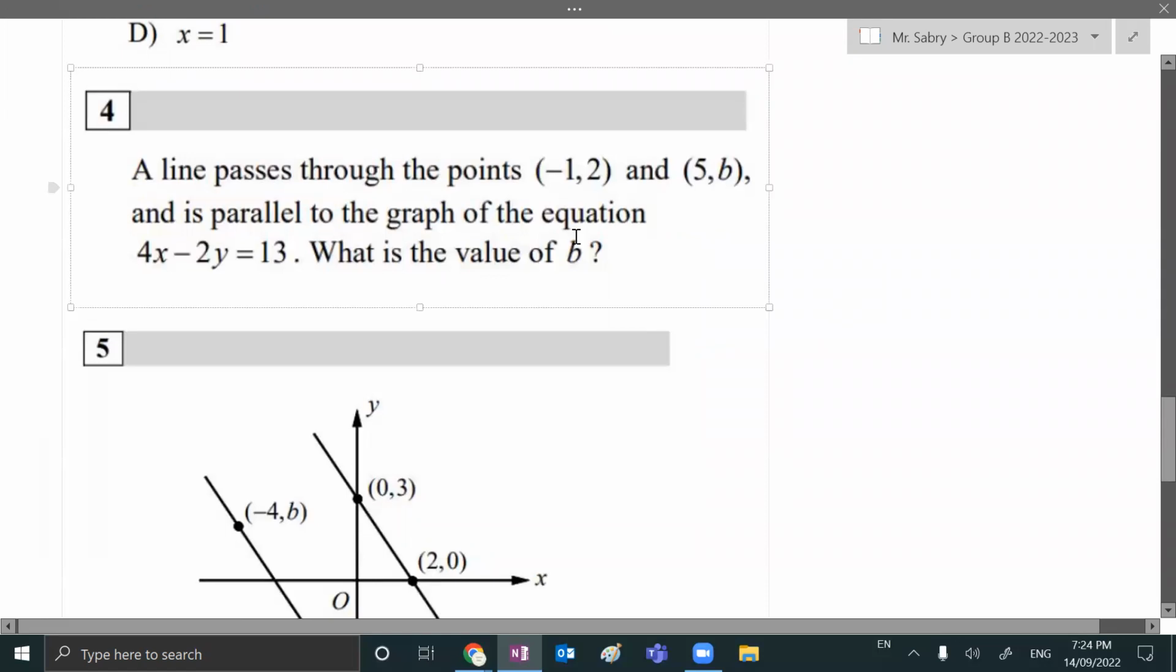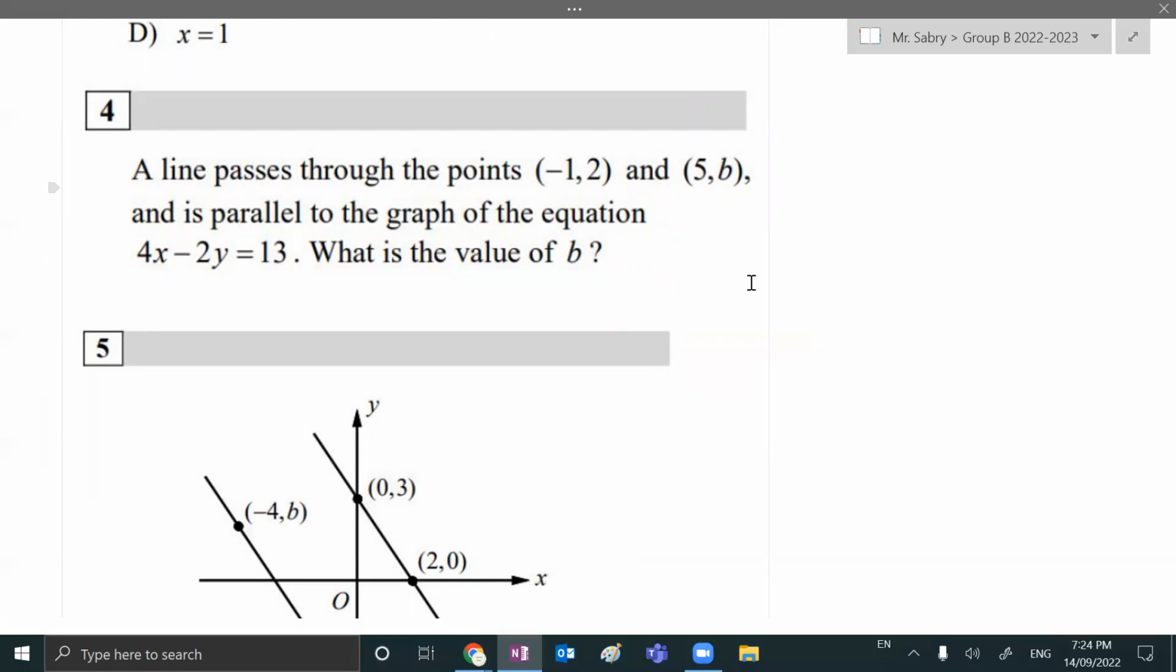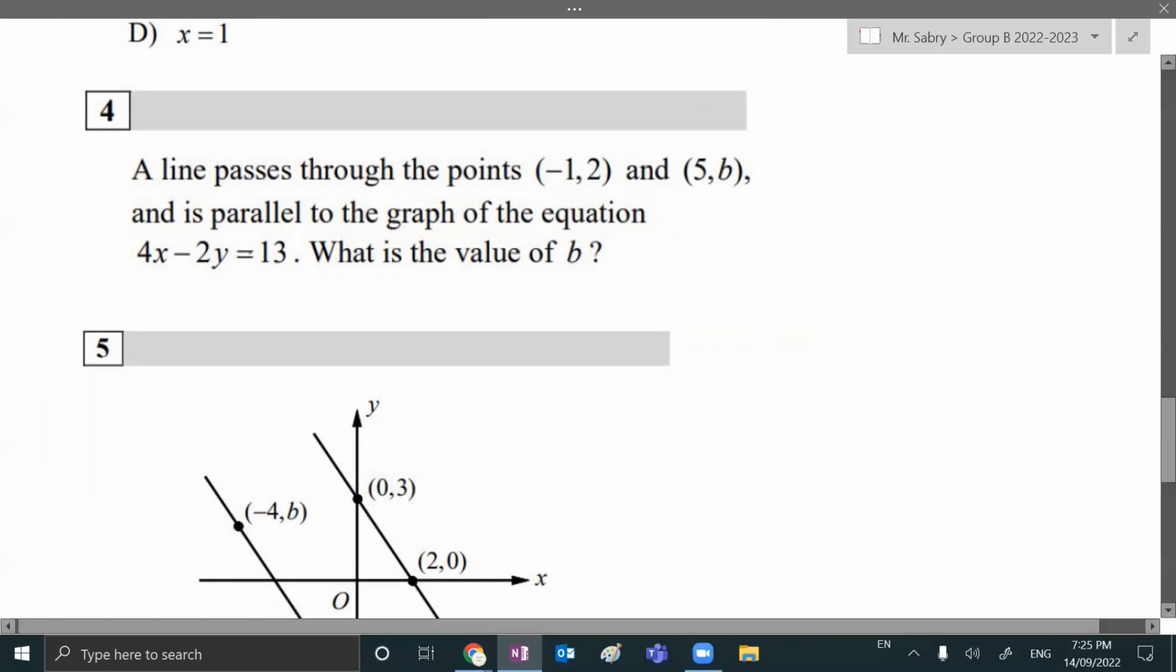You're welcome. Now, let's try and check number 4. Number 4, again, I want you to focus on where I started and why. It says a line passes through the points (-1, 2) and (5, B) and is parallel, so I'll stop at parallel. Whenever I see parallel, I'll think of equal slopes. You see, that's exactly what I do when I'm solving.